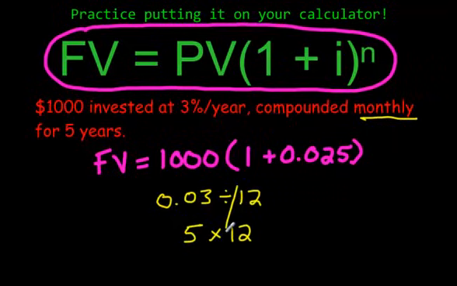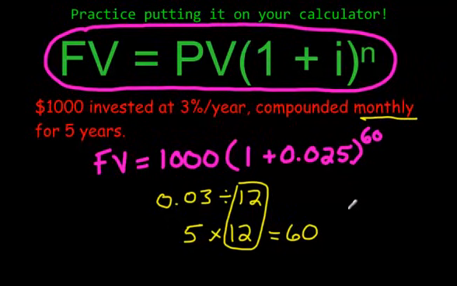Well, remember, these two numbers will always be the same. When you do the I part, you'll have the 12, but you'll be dividing by 12. When you have the n part, you'll be multiplying by 12. Okay? Well, 5 times 12 is 60. So up here, we're going to have 60.